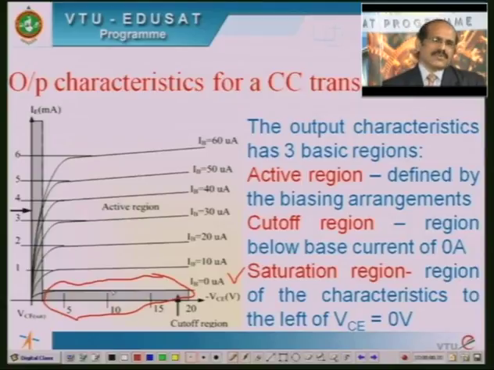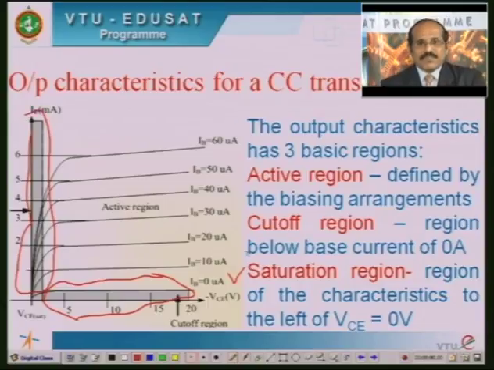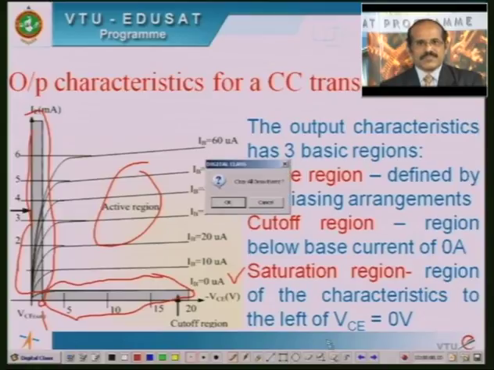In this region almost no conduction of current takes place, only a leakage current flows. And the shaded region to the left of VC equal to 0 point is called the saturation region, and the region between the saturation and cutoff regions is called the active region.